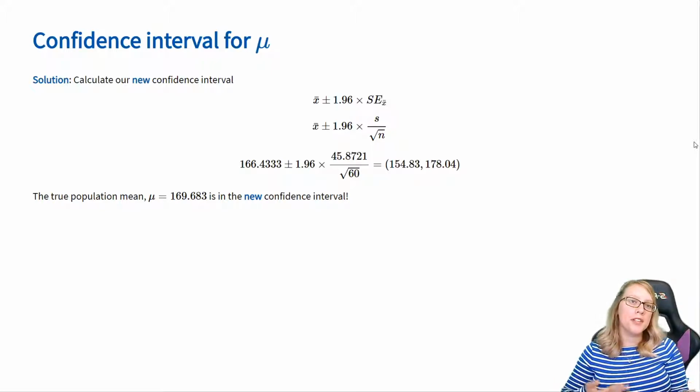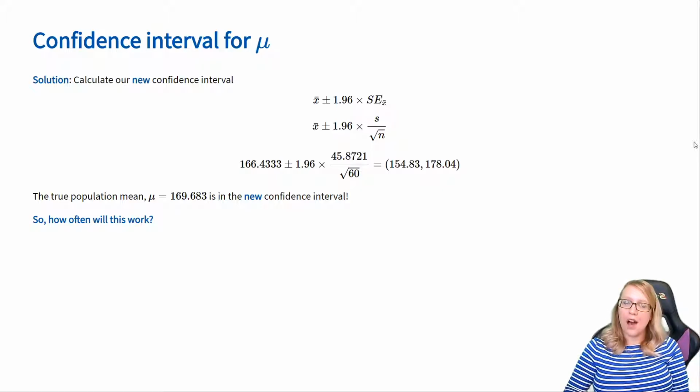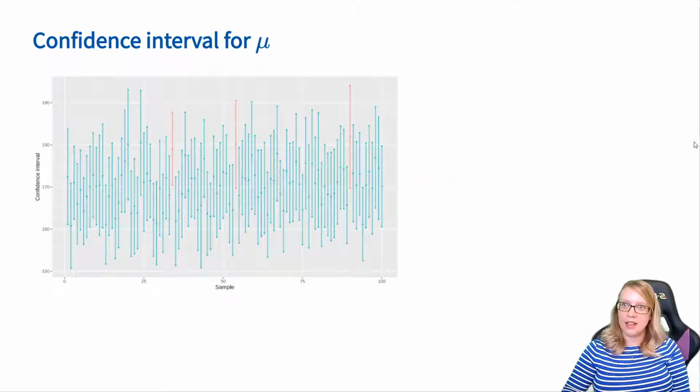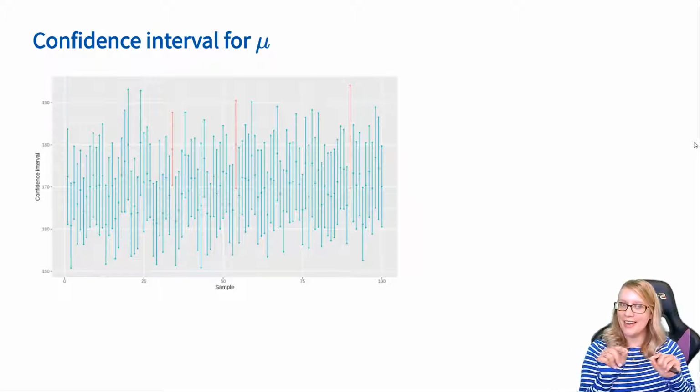So both of the samples that we took resulted in a confidence interval that contained the population mean. How often will this be the case? Well, that's where that 95% part of the 95% confidence interval actually comes into play.